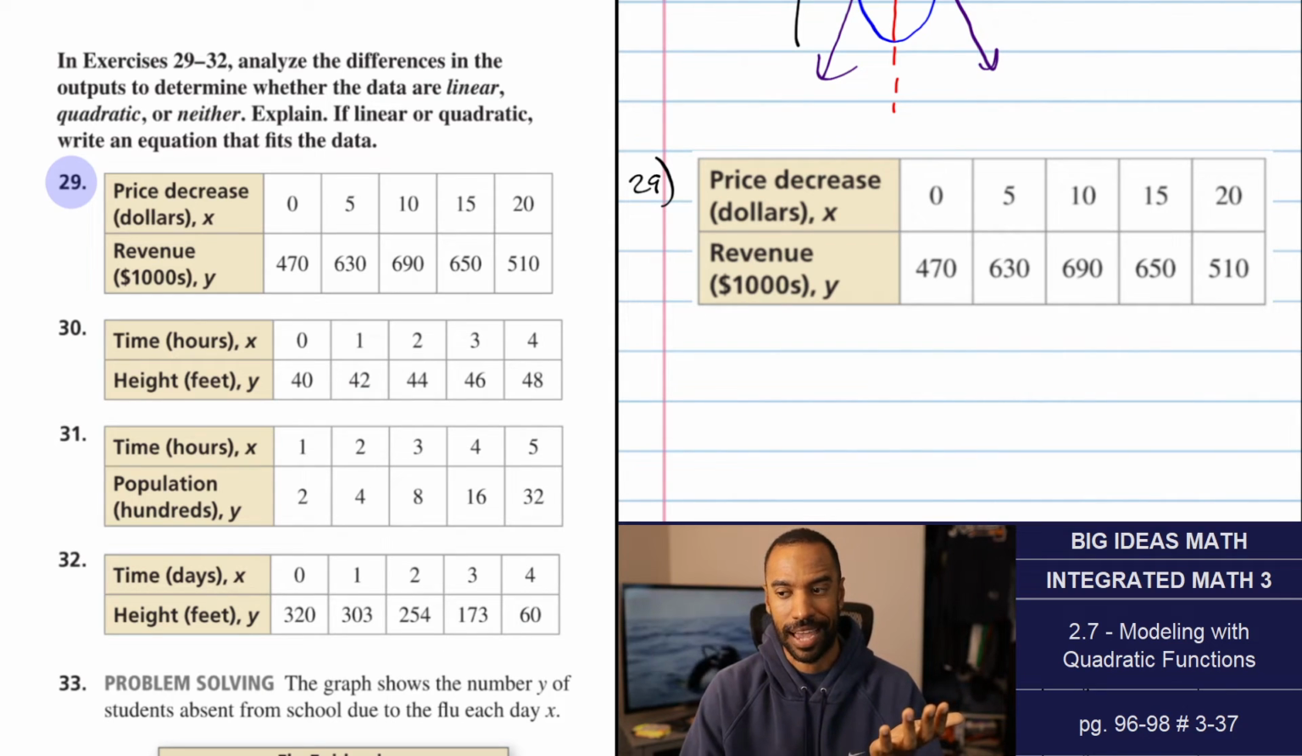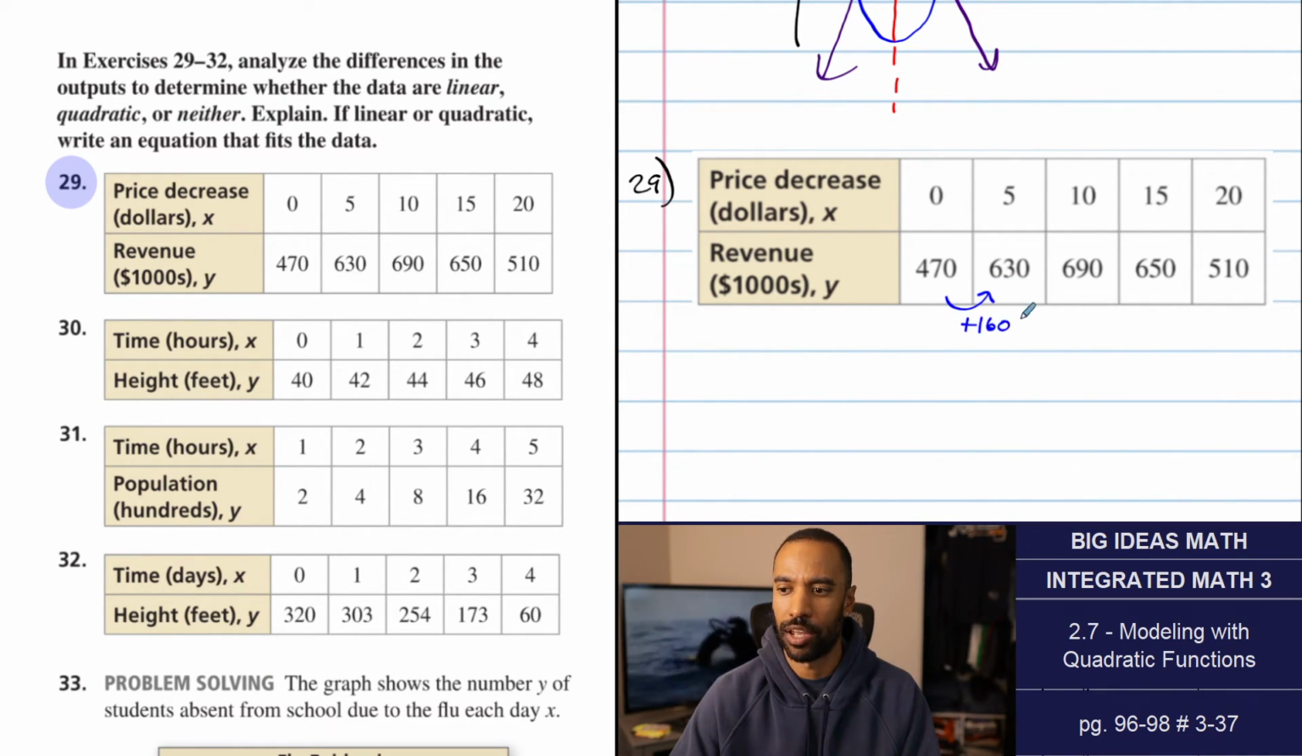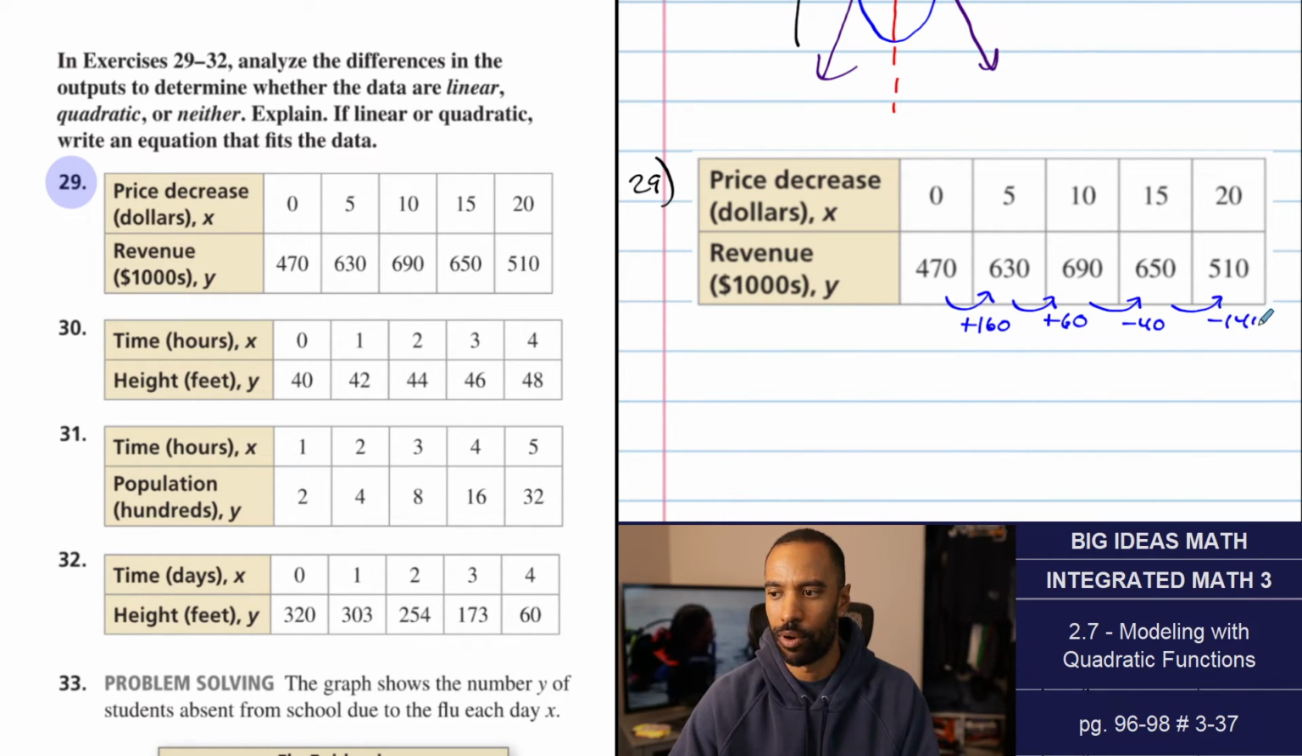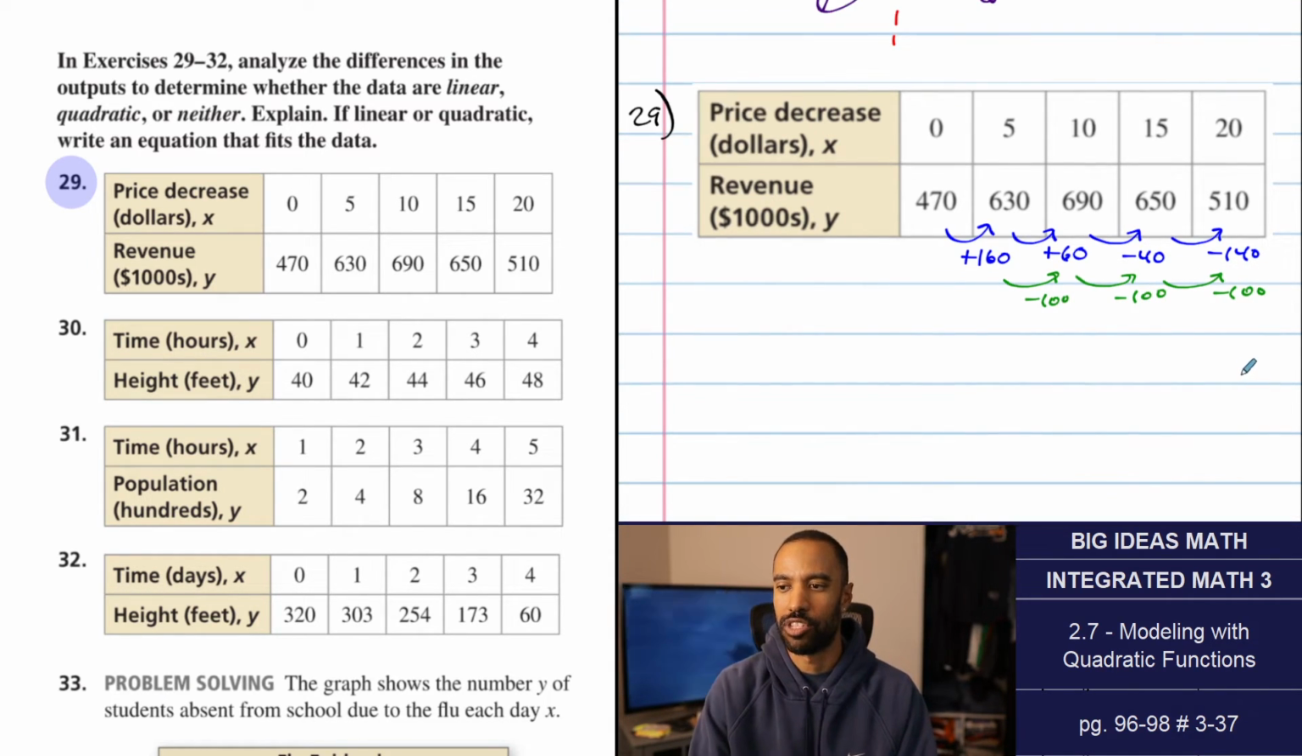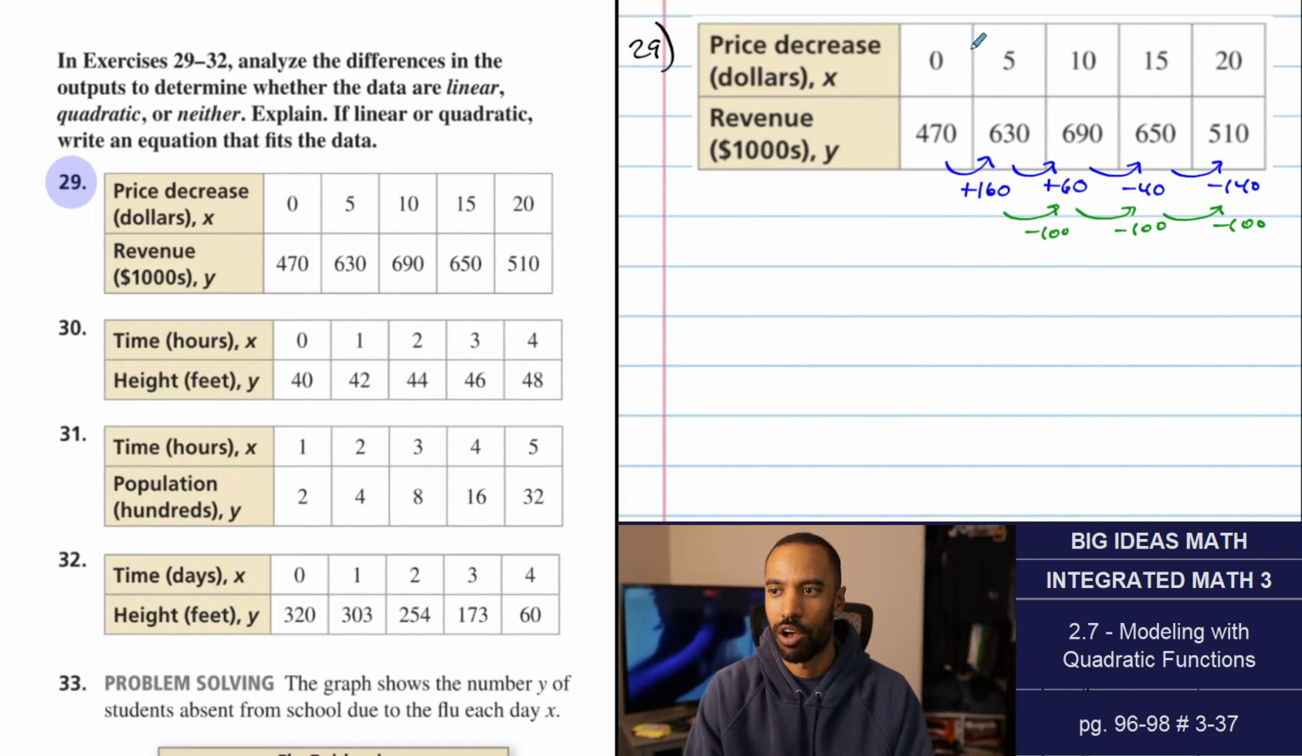And I guess they're supposed to be exact. So we're going to get those tests. From 470 to 630, we're adding 160. Here we're adding 60, so it's clearly not linear. And then we're subtracting 40, and then we're subtracting 140. Okay, let's see if it has a constant second difference. From 160 to 60, that's minus 100. And that's, yes, minus 100, minus 100. So this is quadratic, which means we're going to have to deal with big numbers here to solve this system.